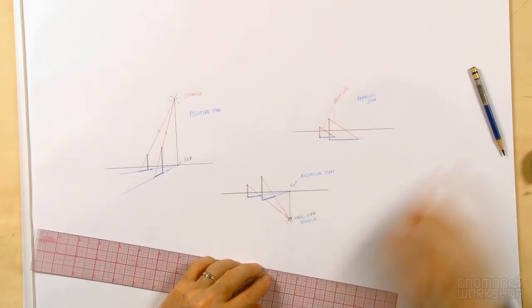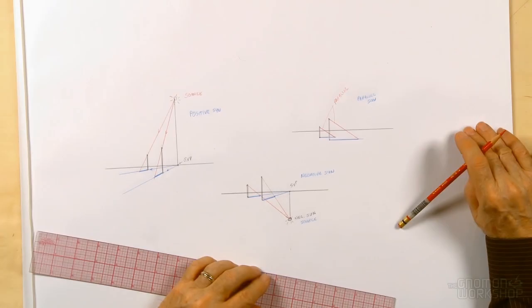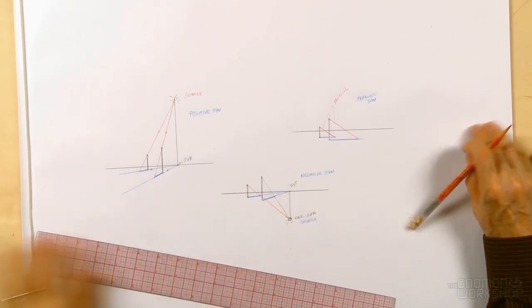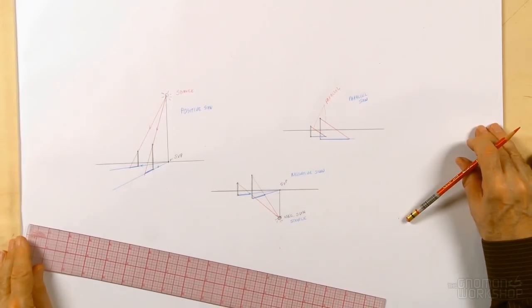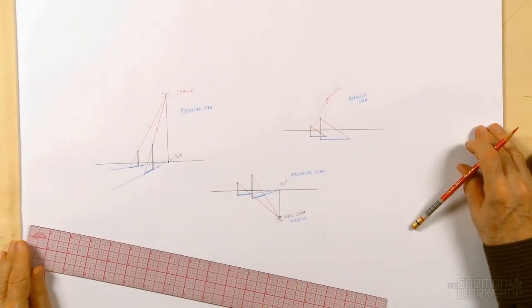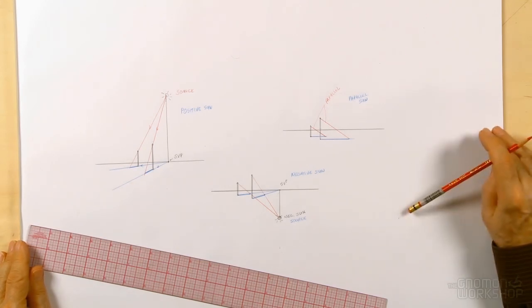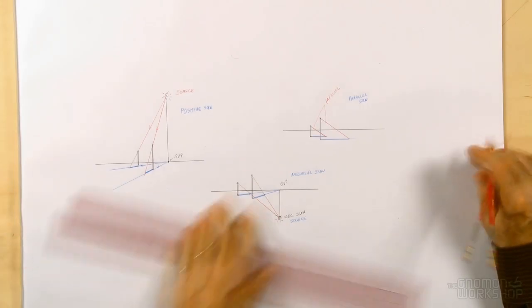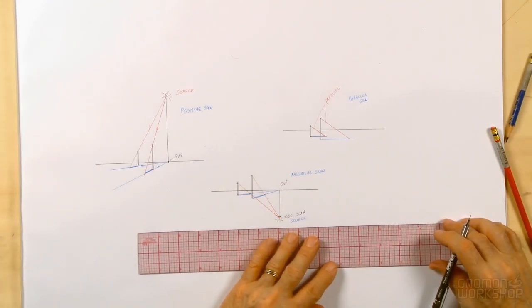So let's draw some instances of how this works. Let's draw the shadow of a wall and a pole. And let's see, how am I going to do this? No, let's do it this way. Let's draw the shadow of a wall with a hole in it. So let's draw then the horizon line. Okay.